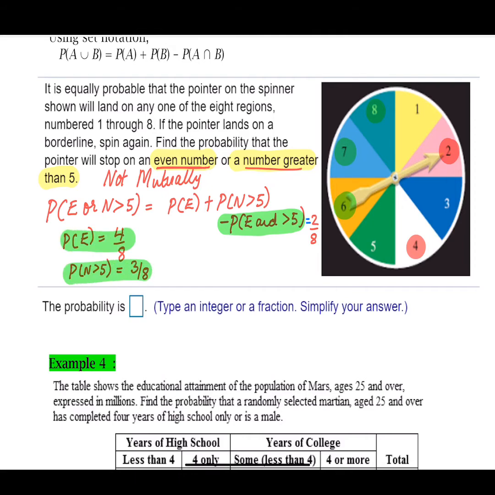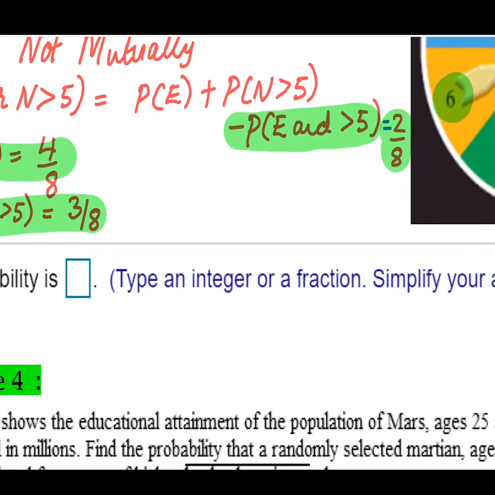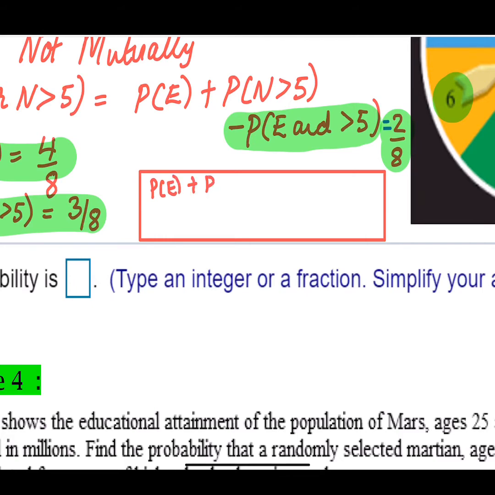Now if I put everything together, this is probability of an even number, probability of a number greater than 5, and probability of a number that's even and greater than 5. Let me expand it here. I'm going to make a box and write everything in there. Oops, not a perfect box. Let me try that again. So my answer is probability of an even number plus probability of a number greater than 5 minus probability of even and greater than 5.